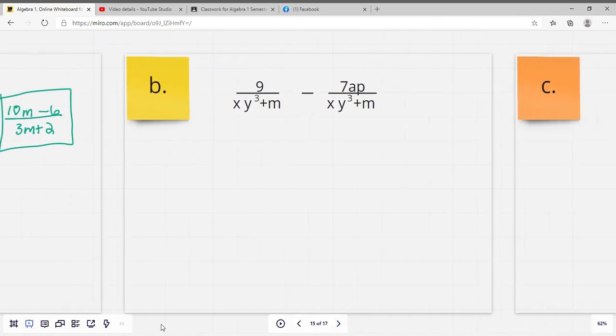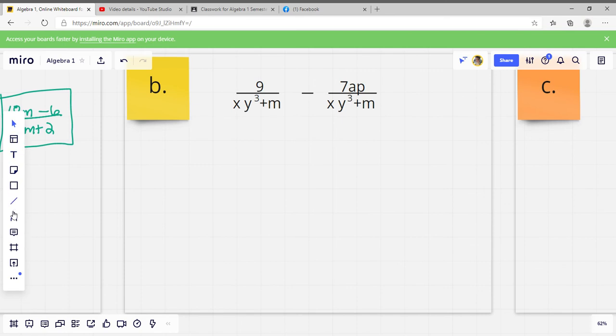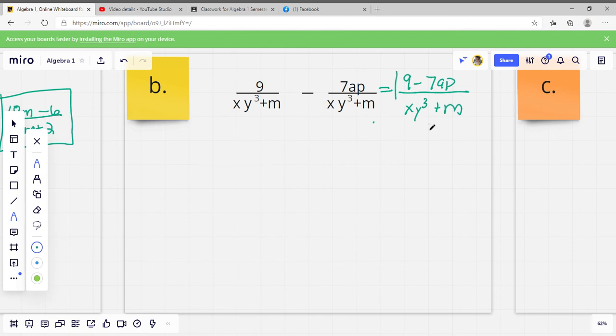B, our bottoms are the same on B as well, so we have like denominators. That means we can just add our tops here. Alright, so we've already got x, y to the third plus m is our denominator. Those are the same. Now we have 9 minus 7 AP, and those are not like terms, so we just bring them over. Easy peasy. So that's the answer to that one.